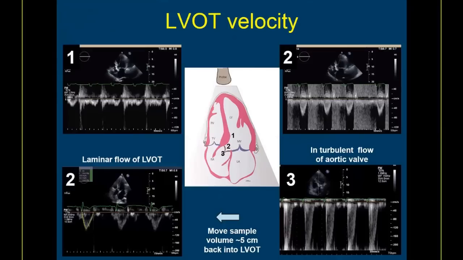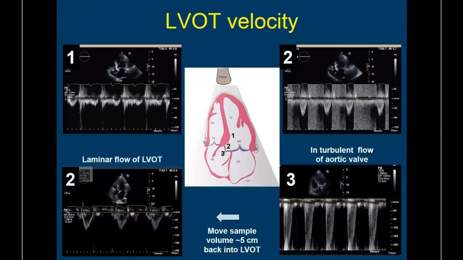Here is a suggested way to obtain that optimal LVOT velocity tracing. These numbers correspond to the position of the sample volumes in the apical five-chamber view. First you start off in position one, where you're definitely in the mid-cavity. You're not near the LVOT yet. And then you sort of just march down. For brevity, I didn't do too many examples. But you start off definitely in the mid-cavity.